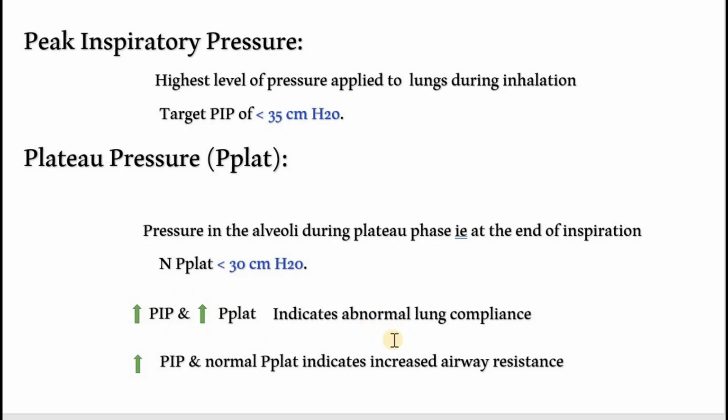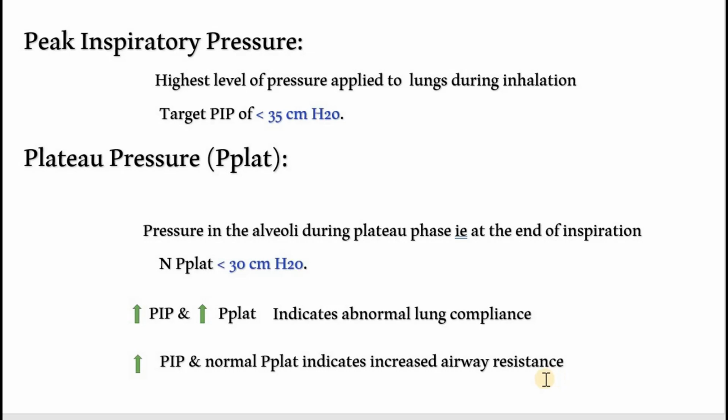It's because of an abnormal lung condition, because of the patient's abnormal lung compliance. Whereas if you see peak inspiratory pressure high, P peak high, and a normal P plat, that means pressure during inhalation is high, whereas pressure at the end of the inhalation is normal. That means somewhere there is an obstruction to the airflow. It indicates there is increased airway resistance. This can be because of secretions, or the patient is awake and fighting or biting the tube.